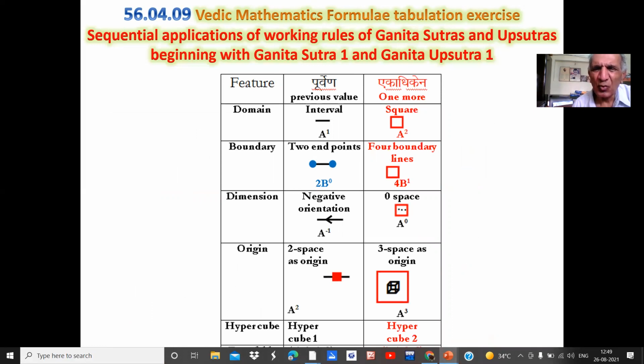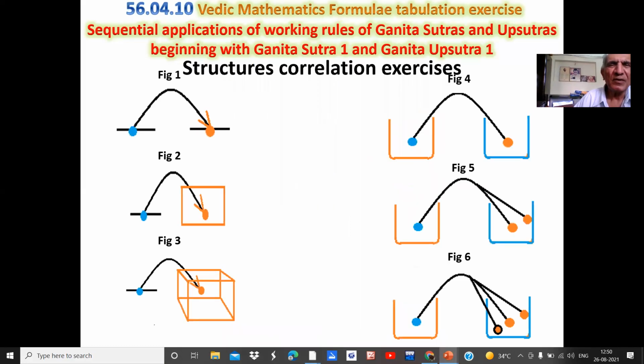If it is a set of 2 endpoints of an interval, it will take to the 4 boundary lines of a square. If it is a negative dimension orientation, then it will take to a square. If it is a 2-space origin, it will take to a 3-space origin. If it is hypercube 1, it will take to hypercube 2. Like that, there is a very wide spectrum of applications of real utility. All cues, all roll numbers, all enumerations, all cardinalities are within the sway of this working rule.